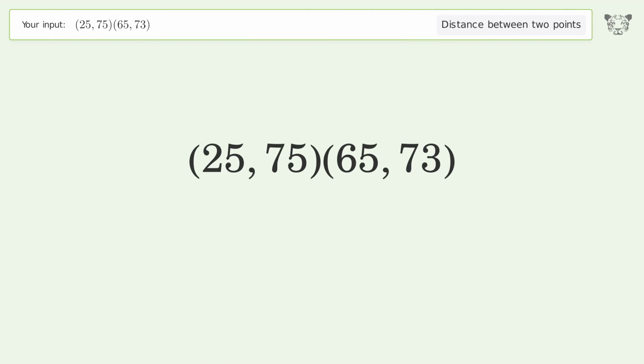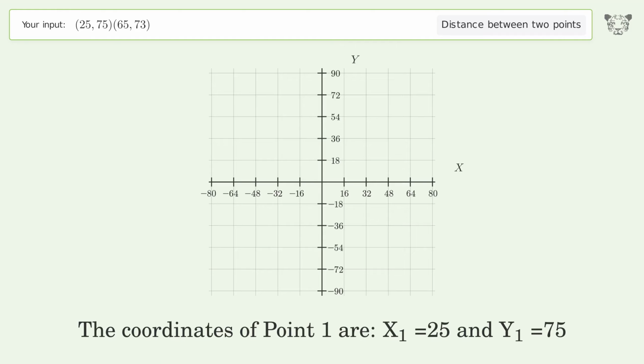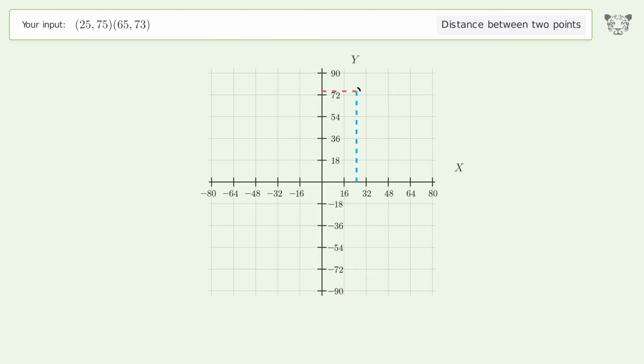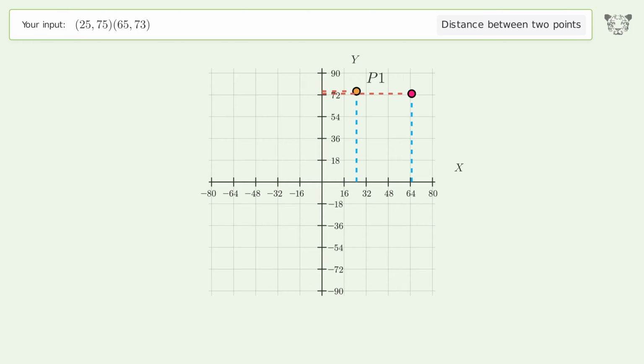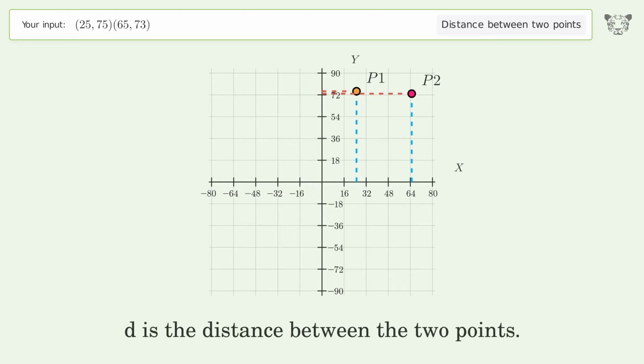The coordinates of point 1 are, x1 equals 25 and y1 equals 75. The coordinates of point 2 are, x2 equals 65 and y2 equals 73. D is the distance between the 2 points.